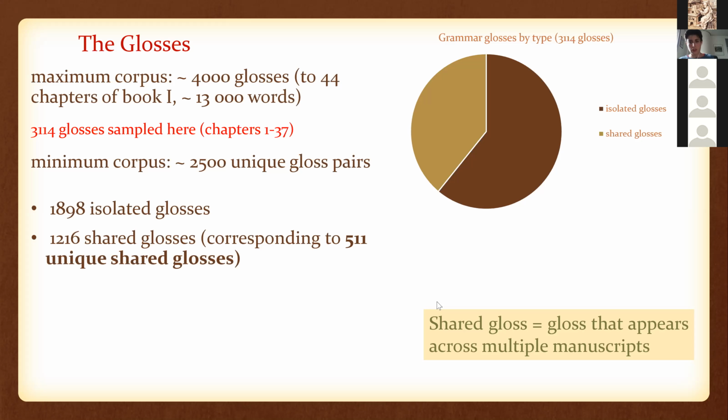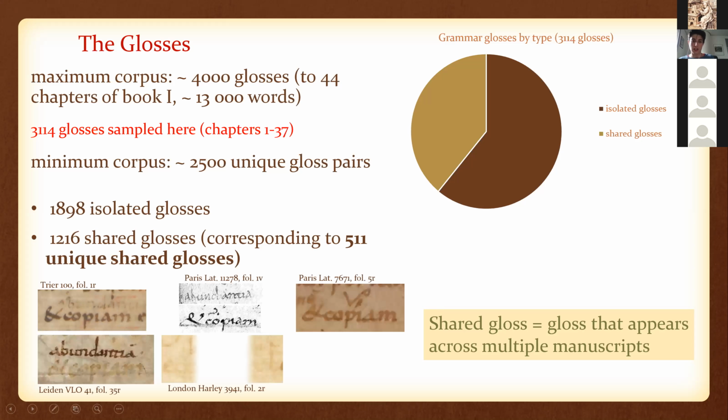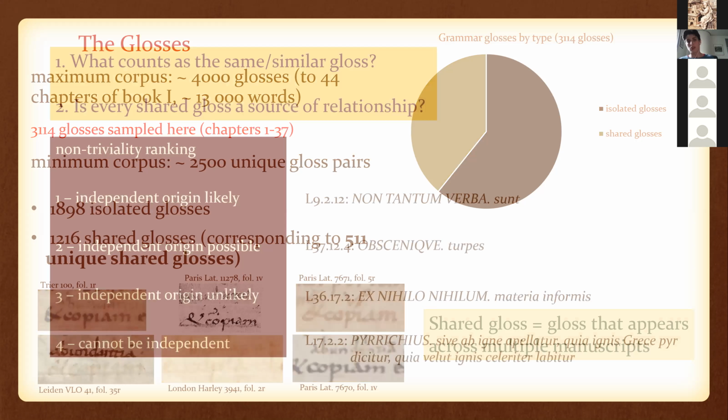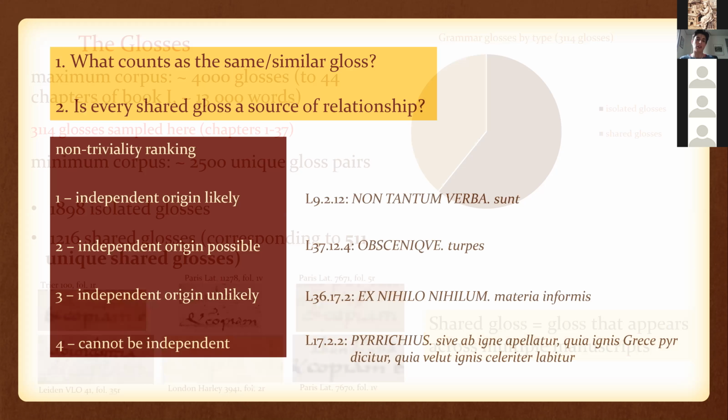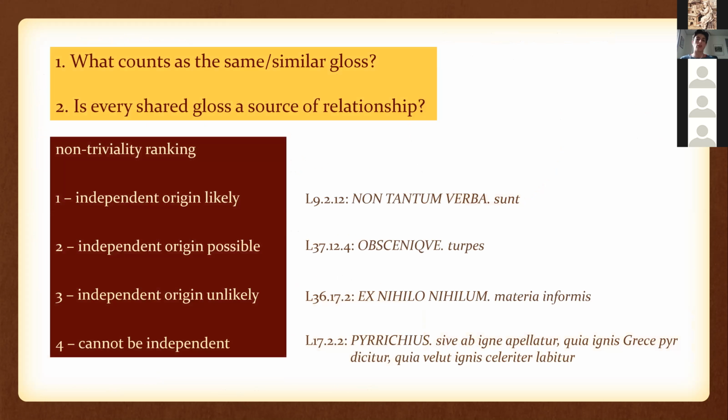Here's one example of how it looks when you see a shared gloss. You would see the same gloss appearing across multiple manuscripts. One big question is, what does it mean if you see exactly the same gloss appearing in multiple manuscripts? Is it a source of relationship, and what is the nature of the thing with the glosses?